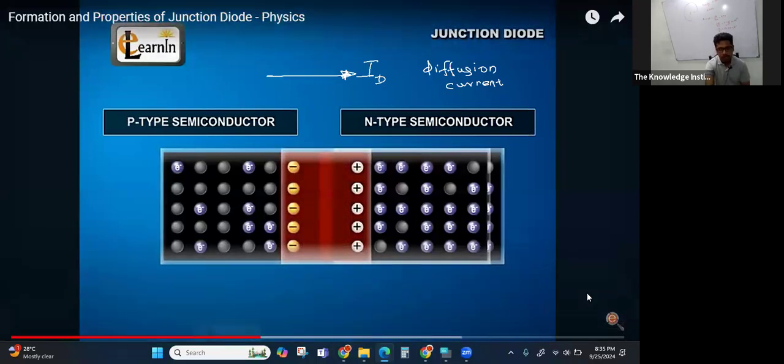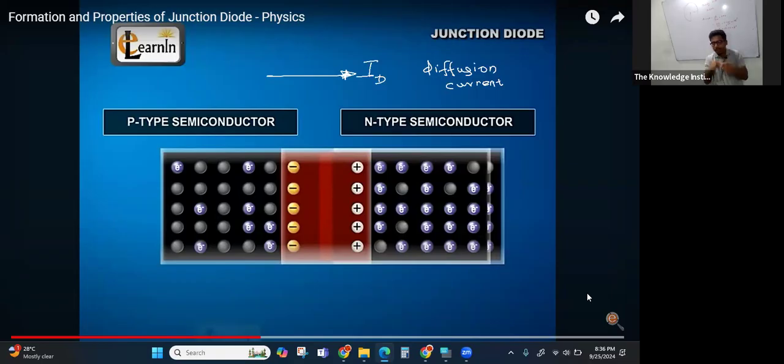Okay. So diffusion happens. When diffusion happens, the electrons will move from n type to p type and holes will move from p type to n type. If a free electron and a hole meet each other, the electron will occupy that hole. The electron will fill that hole. This is called recombination.